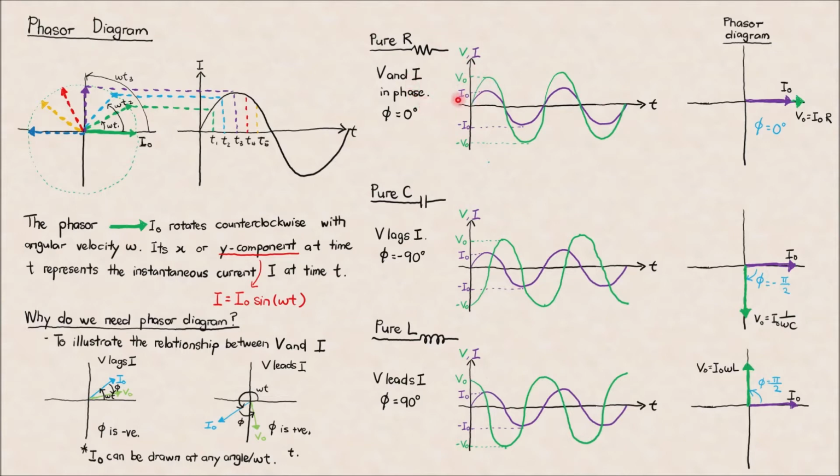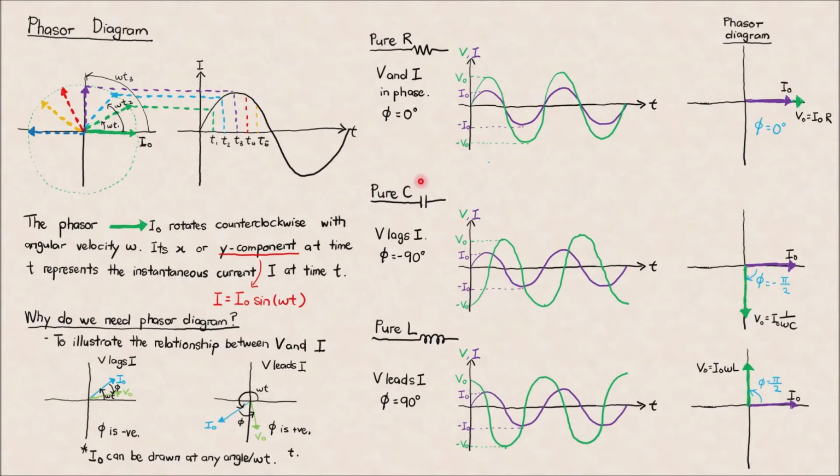V and I are in phase means the phase angle should be equal to 0. So if you translate this into a phasor diagram, you should see that the V and the I are pointing in the same direction, and there should not be any angle between the I0 and V0 phasors.